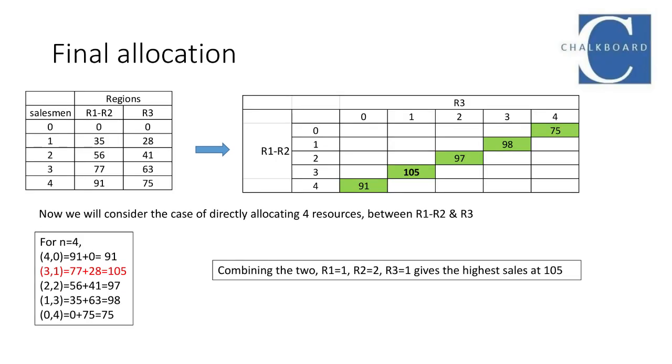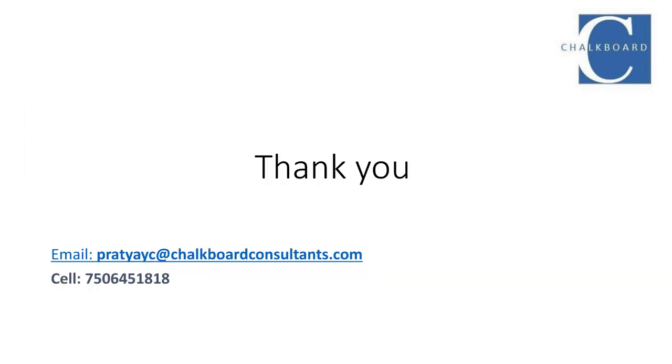In the next step, we add the data for R3 and arrive at the best combination. The final allocation is 1 for R1, 2 for R2, and 1 for R3. The total sales is 105 units. This example is the most intuitive one when it comes to dynamic programming. Next, we will look at a situation where probabilities are involved.